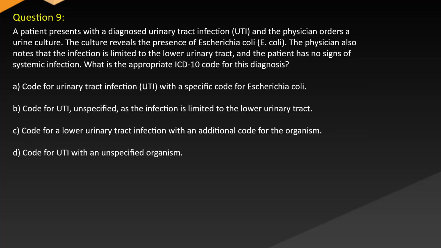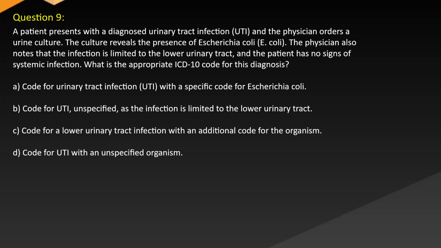Question 9. A patient presents with a diagnosed urinary tract infection (UTI) and the physician orders a urine culture. The culture reveals the presence of Escherichia coli. The physician also notes that the infection is limited to the lower urinary tract and the patient has no signs of systemic infection. What is the appropriate ICD code for this diagnosis?